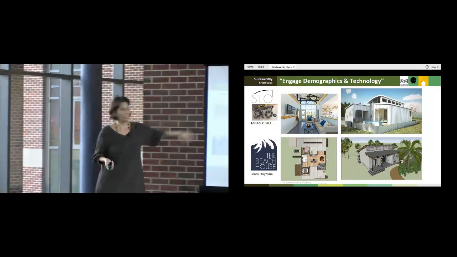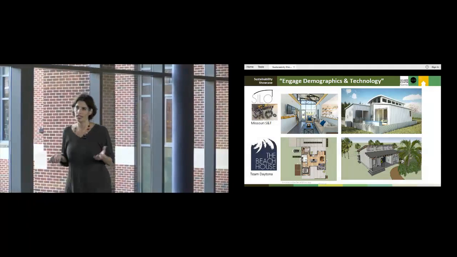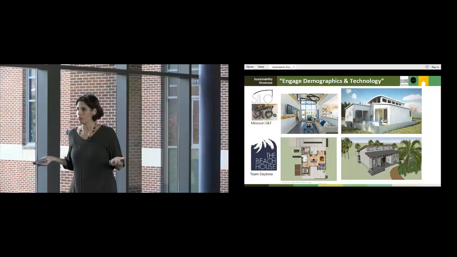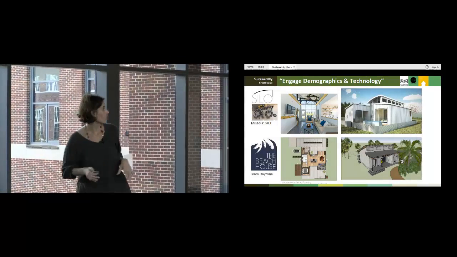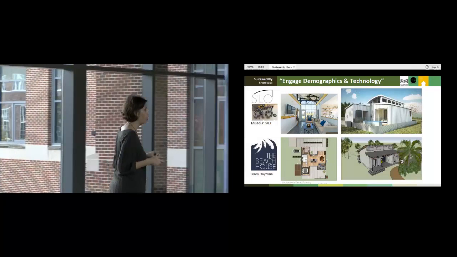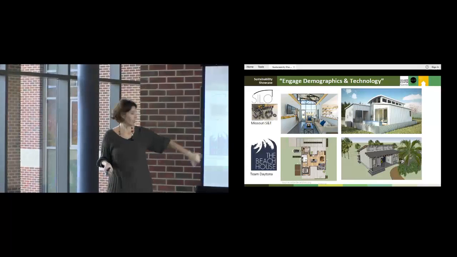So the Missouri S&T home has been involved in the competition since the beginning. And they were saying, okay, what about empty nesters? People are looking to downsize. How can they do that more efficiently? And how can smart technology help in perhaps transitioning to aging in place?